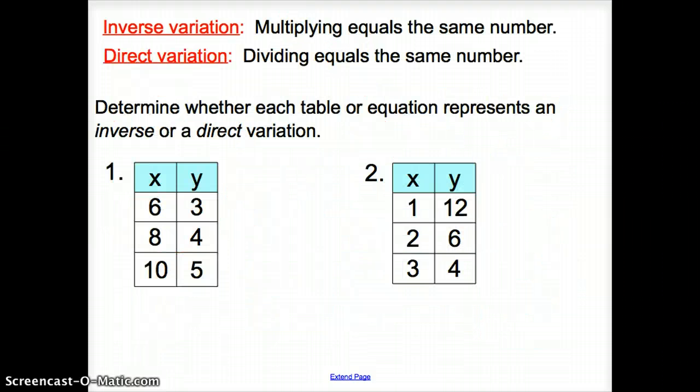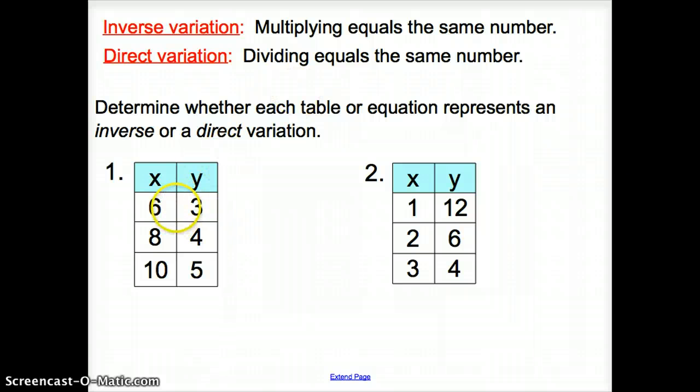Let's try some more examples. Now we are asked to determine whether each table or equation represents an inverse or a direct variation. Now, I want to give us some hints up here, where inverse variation is found by multiplying equals the same number, and direct variation is dividing equals the same number. So I'm always going to start off with inverse variation. Now, what are we multiplying?